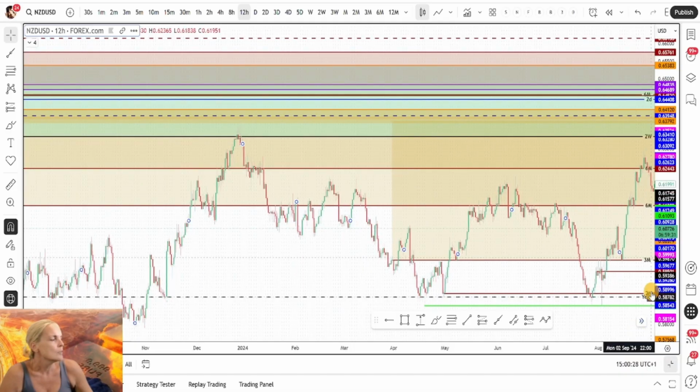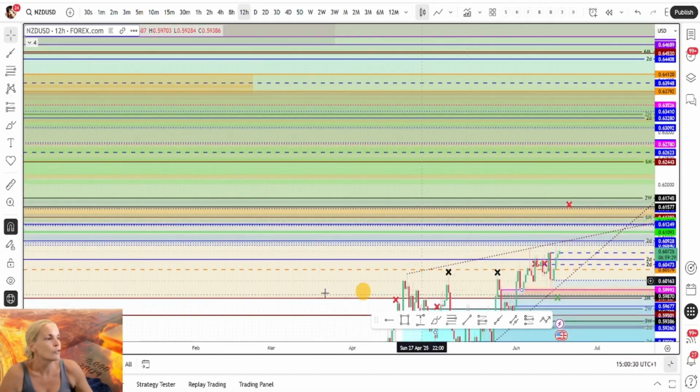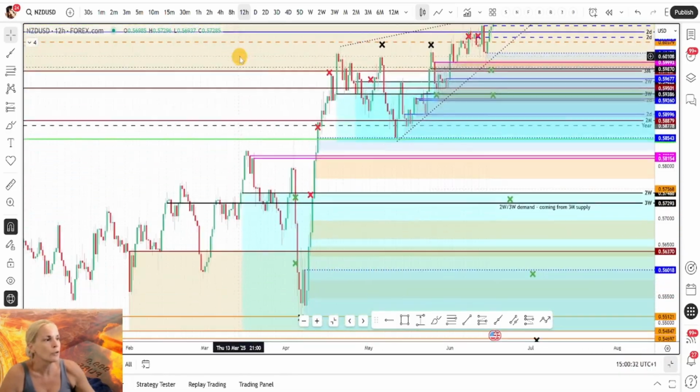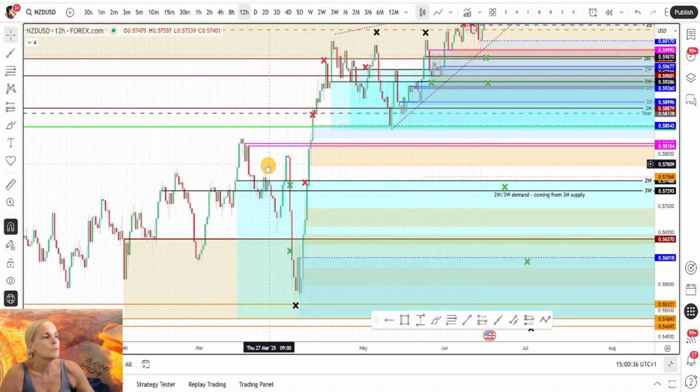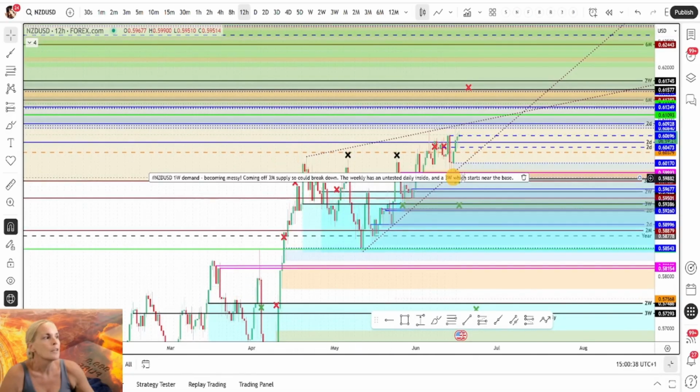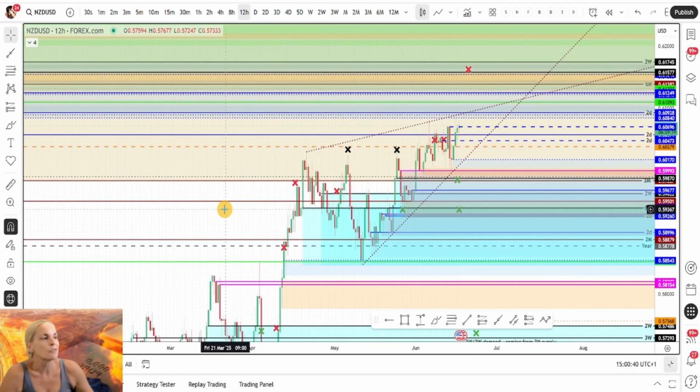But again, the later part of May was decent on New Zealand, not so good at the start, except for that long entry on the swing failure of the low there. But yeah, it's sort of improved now. We've lessened the volatility, and this is just a bit cleaner than the Aussie dollar.